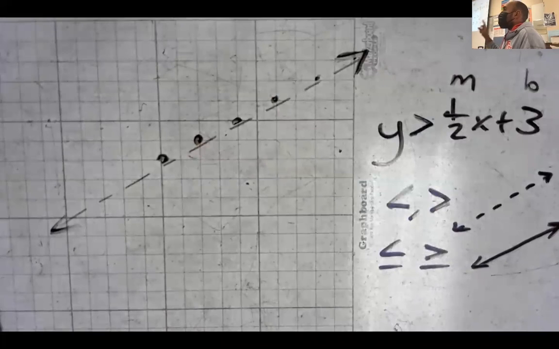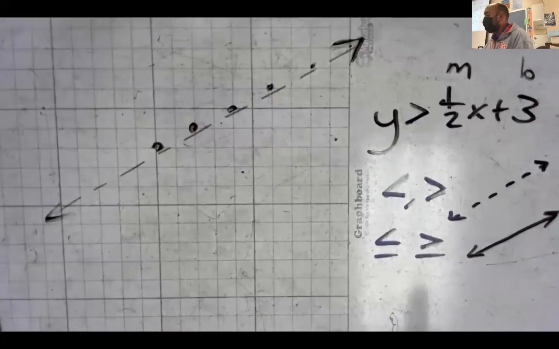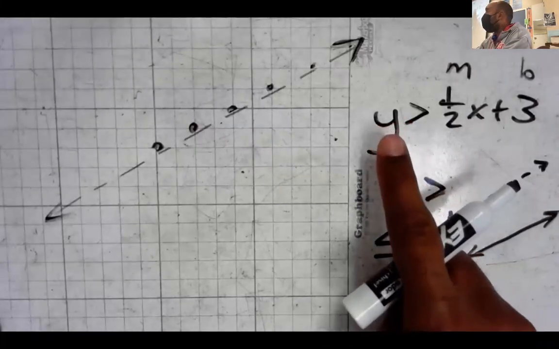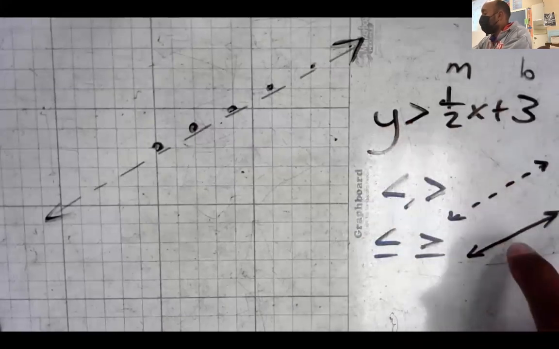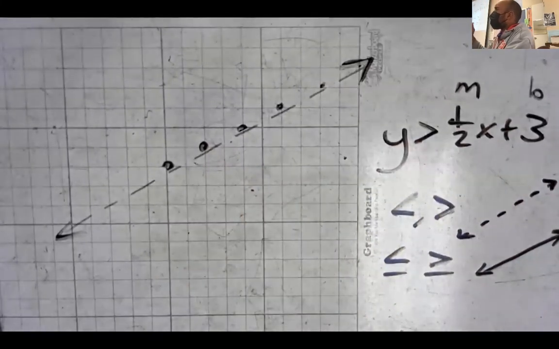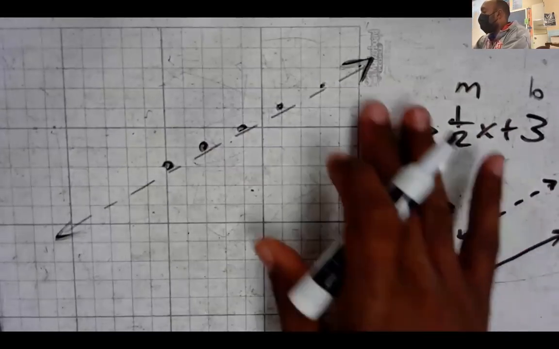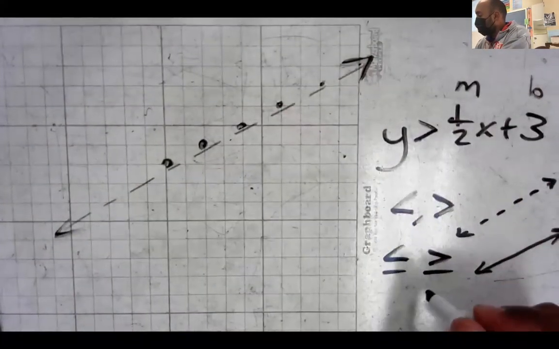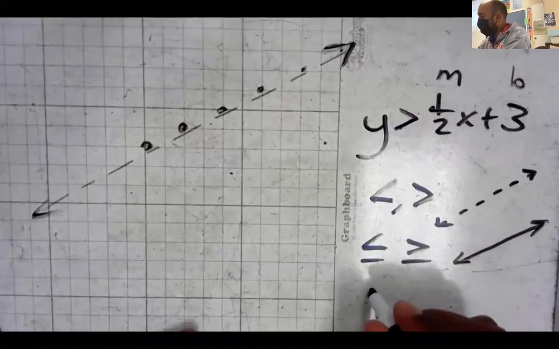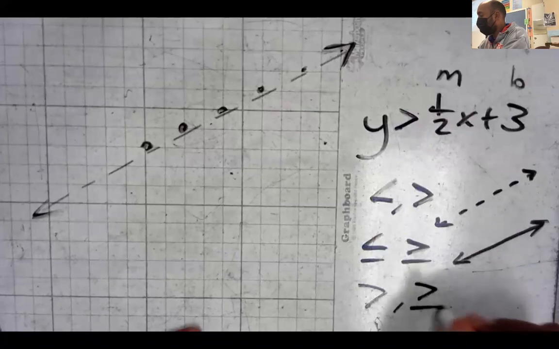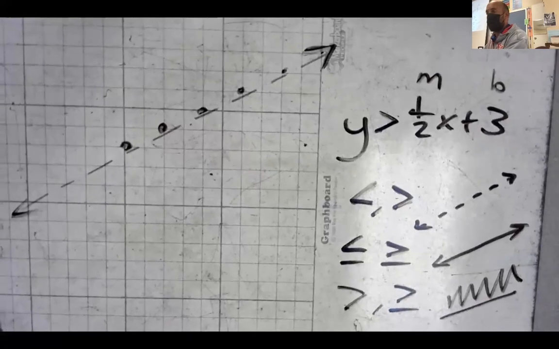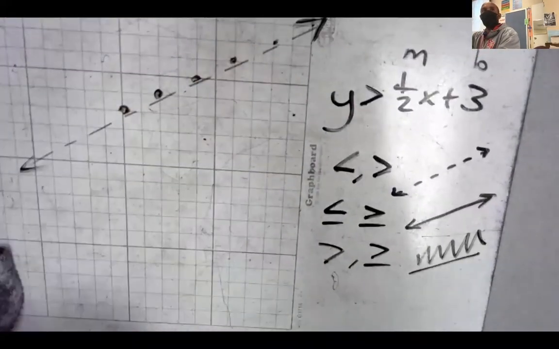Okay, and then there's one more step. The last step is that you need to shade. You need to shade, because basically what we're saying is that the answer Y can be greater than this line. And now think about it. What would be greater than the line? Above it or below it? Above it. So anything above the line could be an answer. So what we're saying basically is that if your symbol says greater than or equal, you're going to shade above. So like this a little bit.